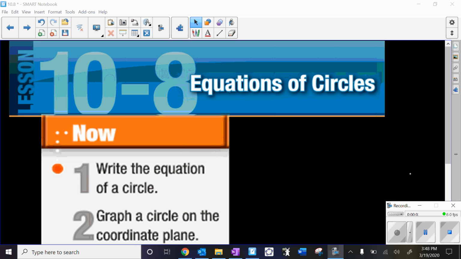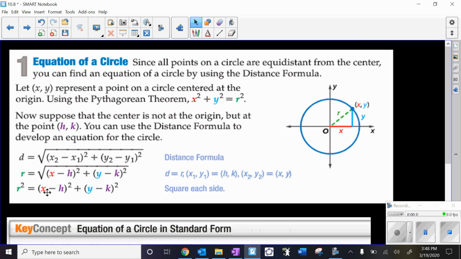Section 8 will be the last section that we cover in Chapter 10. We're going to look at writing equations of circles. So we're mainly going to deal with this first objective here, just writing the equation, what that looks like. We won't really graph a circle on a coordinate plane, but we will solve some problems that deal with the equation of a circle.